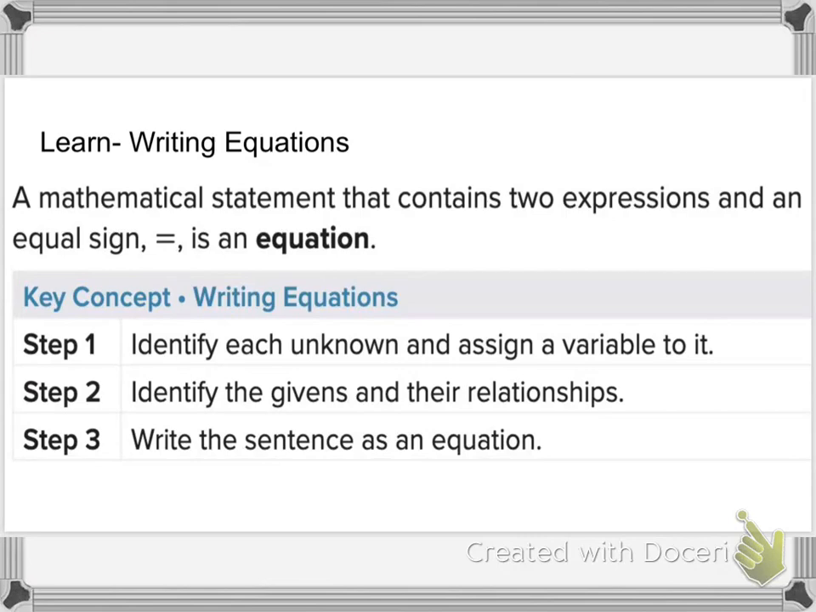So, key concept when writing equations. Step 1, we want to identify each unknown and assign a variable to it. Step 2, we want to identify the givens and their relationships. Step 3, we want to write the sentence as an equation. So we'll use those steps whenever we're writing equations.